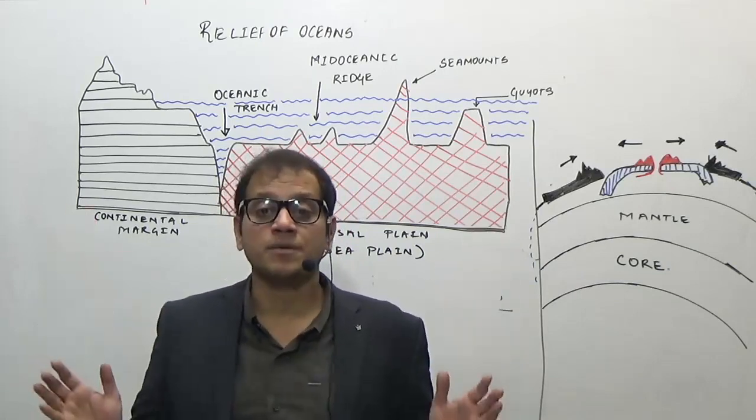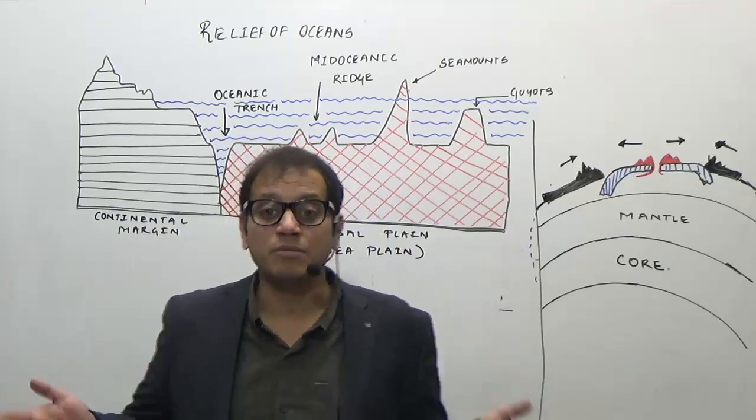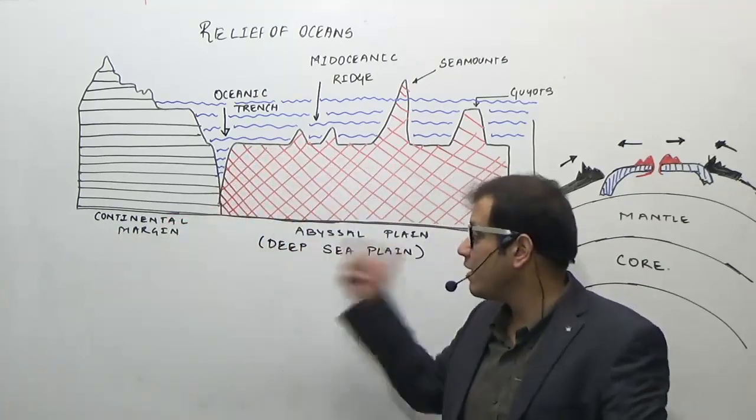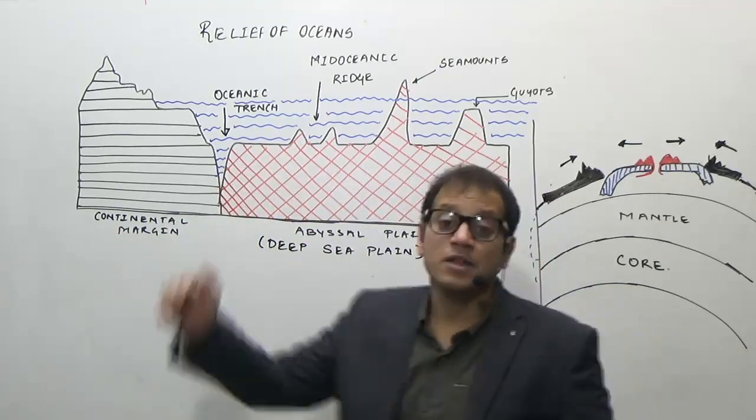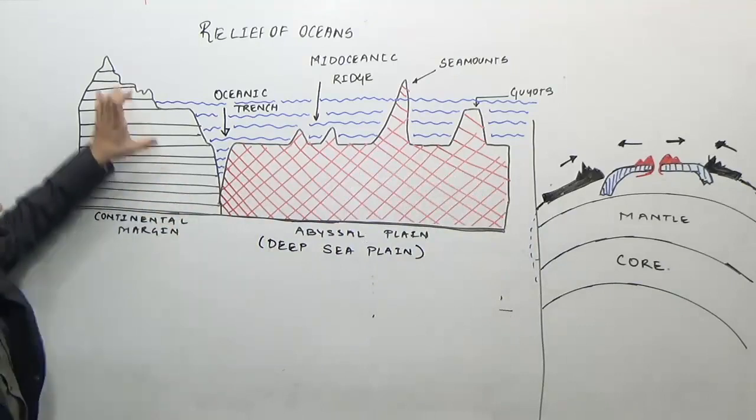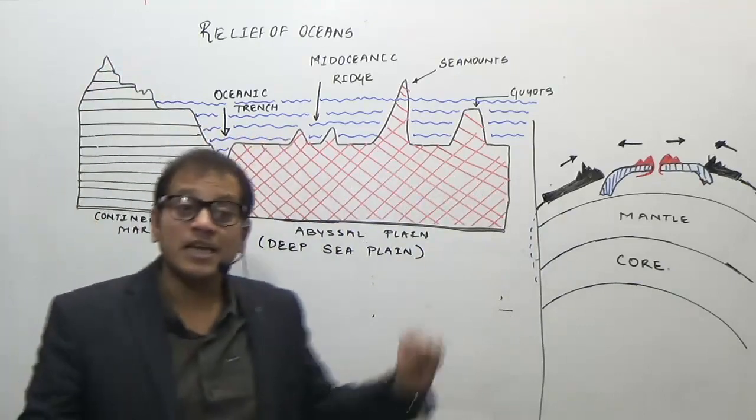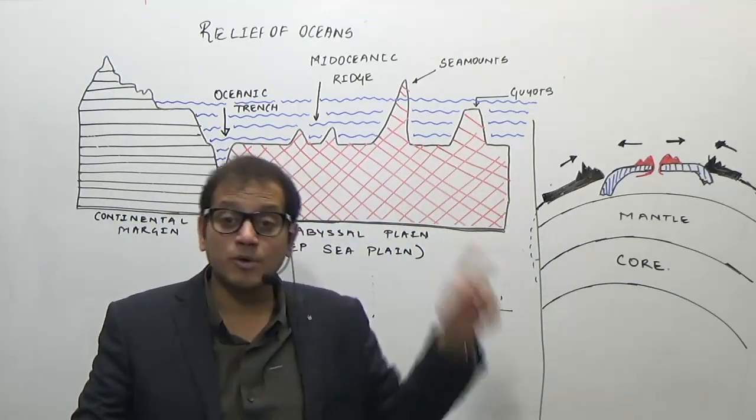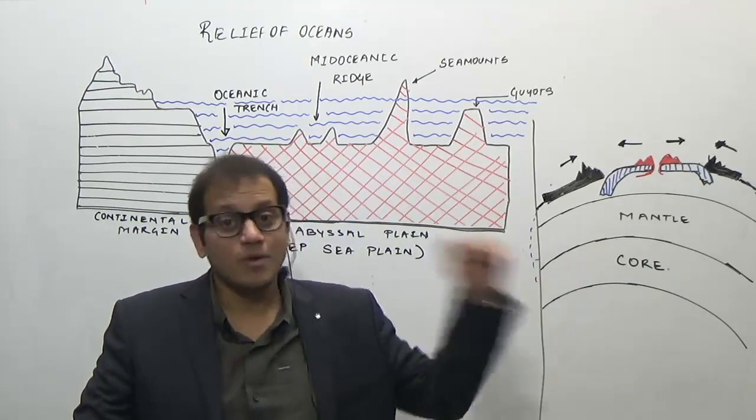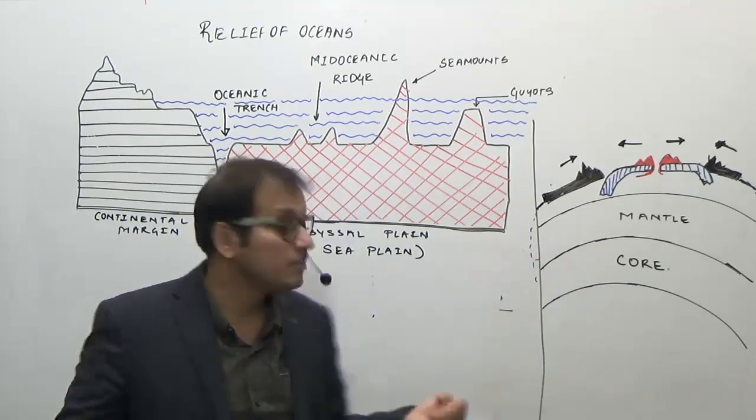So we stopped here. Now let us continue with the study of relief of an ocean, because we have just studied one part, that is the continental margin. We have not studied the deep sea plain. Now what is the deep sea plain? Continent is at a greater height, ocean is at a lesser height. Why? If you remember your geomorphology lecture, ocean is denser than the continents. Therefore, the denser is at a lower height.